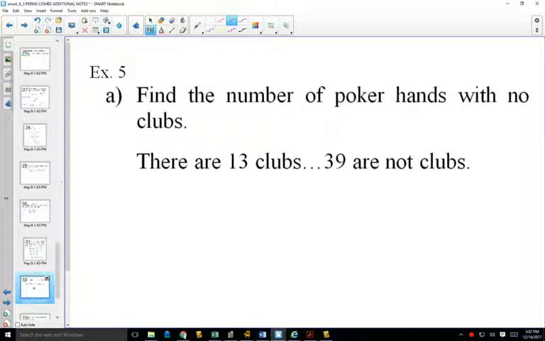But if I take out all the clubs, I now have only 39 cards. And every time I choose 5, what am I going to get? A hand with no clubs. And that's 39 choose 5. I think this is a pretty cool number, if I remember. Yeah, look, it's a pretty number. That's how many hands have no clubs.